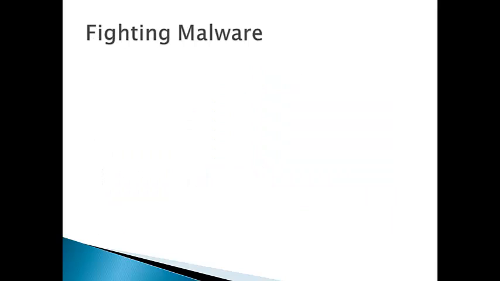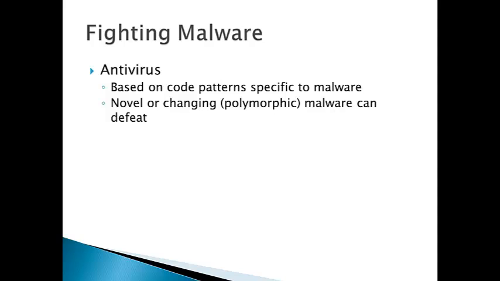How to fight malware. Antivirus software can be used to fight malware. It's based on code patterns specific to the malware. Novel or changing, meaning polymorphic, malware can defeat antivirus. It tends to involve pattern matching. Some types of antivirus claim to have more sophisticated methods of determining patterns, heuristic antivirus pattern matching, etc. But ultimately it just boils down to, is there something here that matches a pattern of something bad?